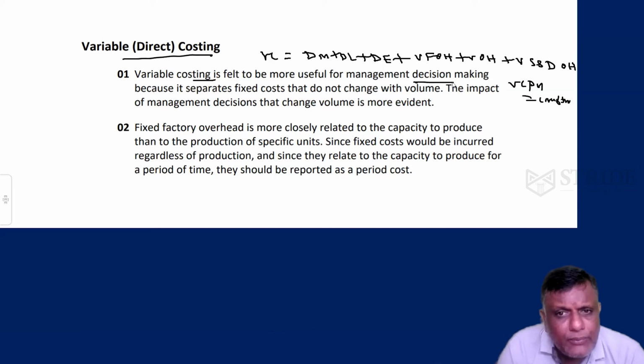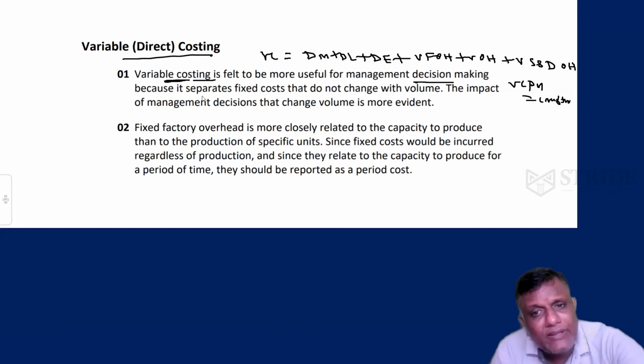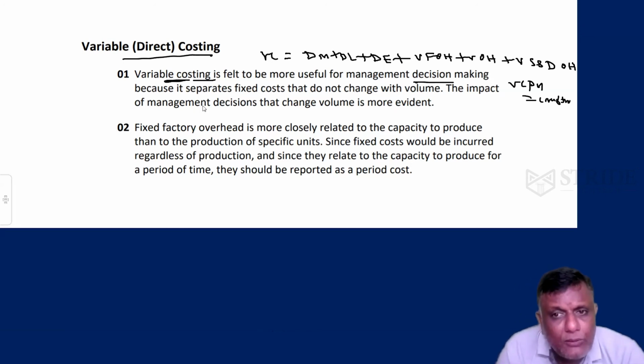In the decision making process, variable cost is very, very important. When the company is able to handle variable cost, the company can sustain. Variable cost per unit is always constant. They do not change with the volume. Fixed costs do not change with the volume, but variable cost per unit is always constant.